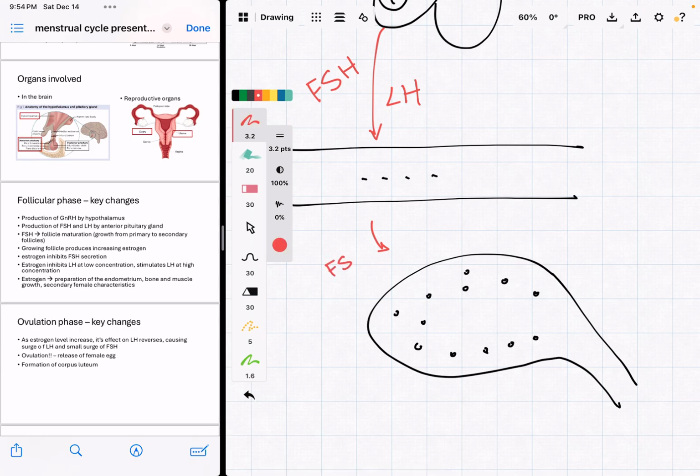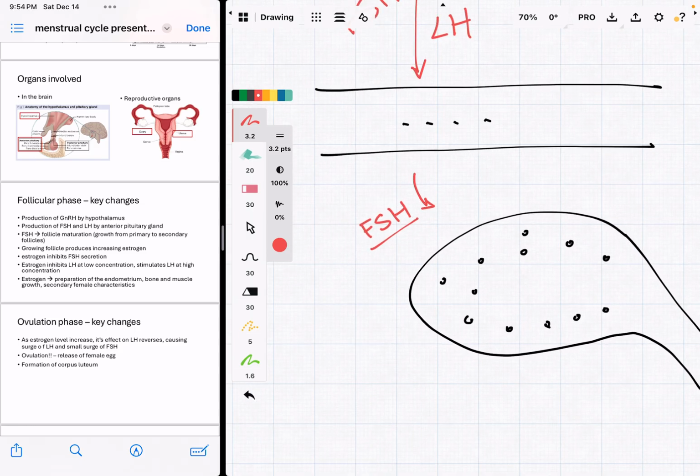The FSH, as the name suggests, follicle stimulating hormone, is going to act directly on these follicles and cause them to mature. At the beginning of the follicular phase, the FSH is going to cause the growth of multiple ovarian follicles at the same time, and each of these follicles is going to contain an egg. But as the follicular phase progresses, one prominent follicle is going to be selected, so that with each menstrual cycle, only one follicle is going to be produced.